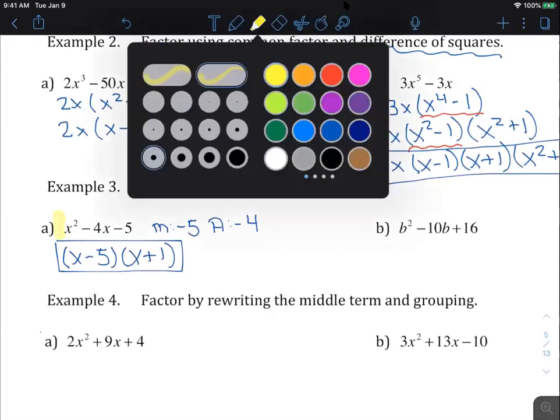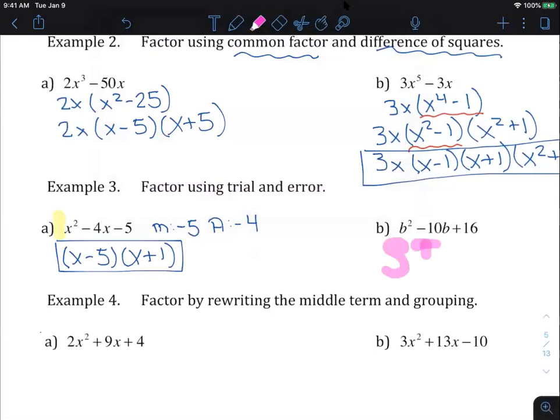All right, for the next problem, I'm going to go ahead and say stop, and you're going to try this one on your own.